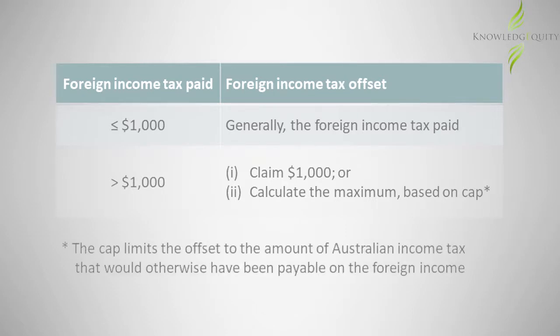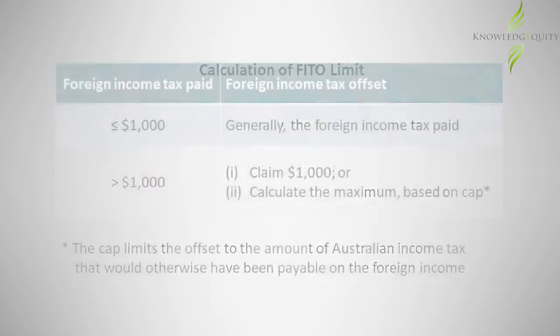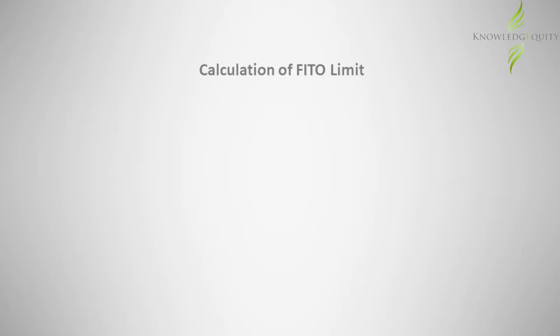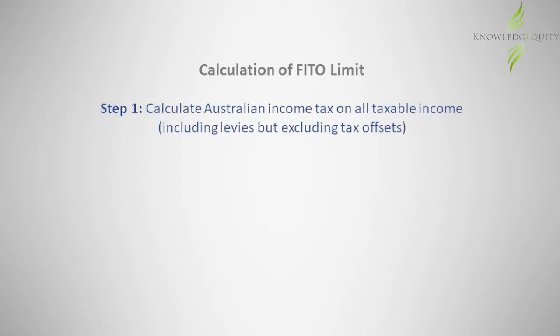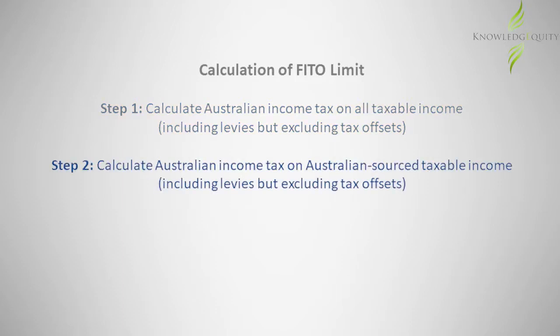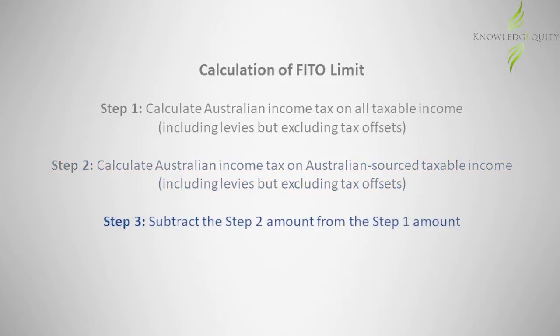This cap limits the offset to the amount of Australian income tax that would have otherwise been payable on the foreign income. There are three steps to determine the foreign income tax offset limit. Step 1 involves calculating the Australian income tax on all taxable income, including Australian and foreign income and related deductions. Step 2 involves calculating the Australian income tax on only Australian-sourced taxable income, stripping out foreign income and related deductions. Step 3 involves subtracting the Step 2 amount from the Step 1 amount.